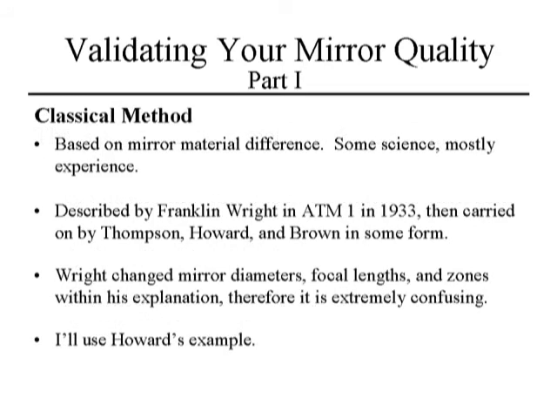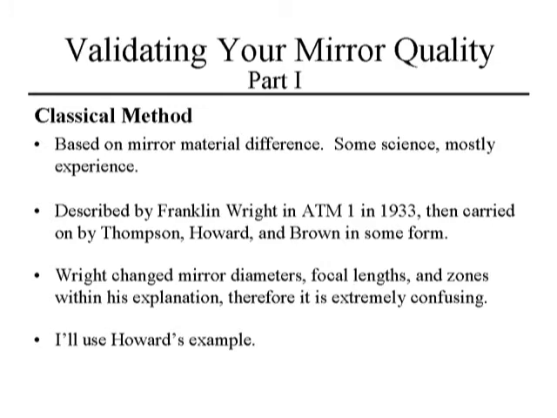This first method, what I'll call the classical method, was first described by Frank Wright in a Scientific American magazine, later published as ATM1. His article came out in 1933. This methodology was then carried on by Alan Thompson when he wrote his book, and by Neil Howard and Sam Brown. They used this in some form. So we're going to describe it a little bit, and I hope I don't take too long describing it.